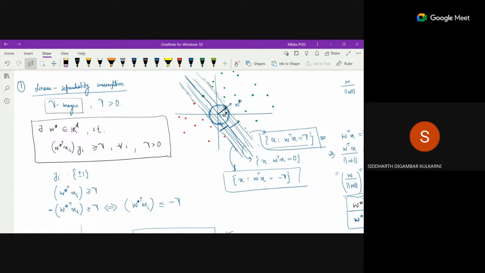Even if it does not pass through the origin, we can make other lines passing through the origin which will also separate the two sets, right? Can't we do that, ma'am? Maybe the gamma will be lesser for that, but we can still make more lines like that, right?